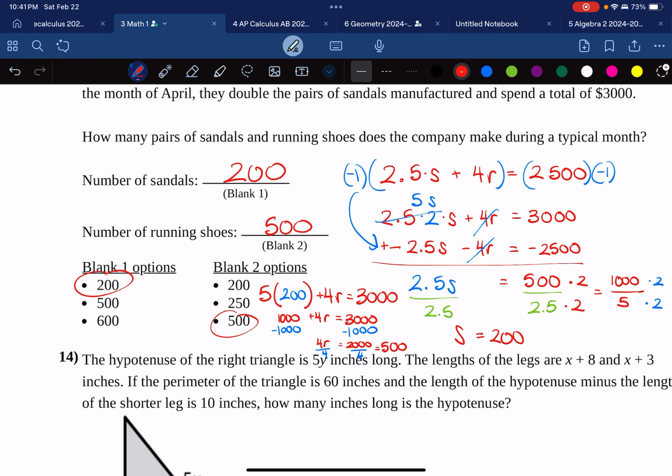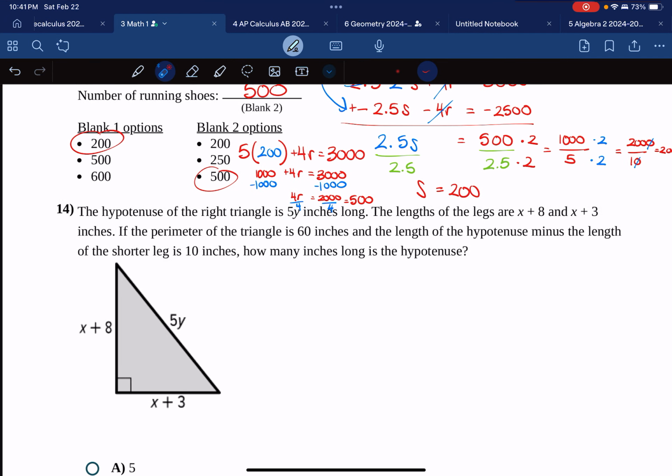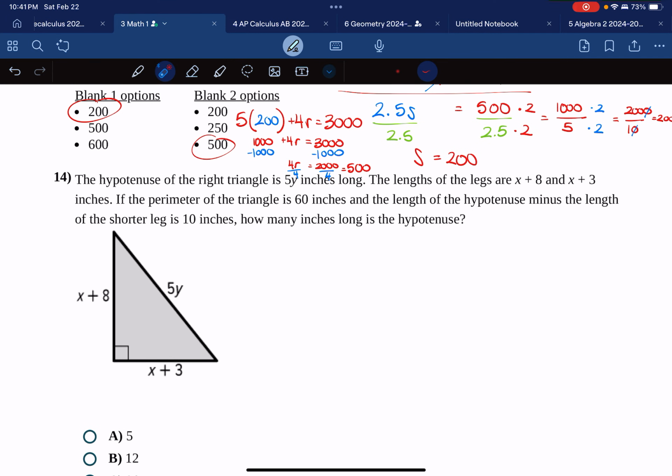Whew, that was a tricky problem. There are decimals, there was a hard setup of the second equation, but there it is. You maybe learned something. Number 14. Ooh, we've got some mixture of geometry in here because we're in an integrated math class. So hypotenuse is the word meaning the side opposite of the 90-degree angle. So this side right here is known as the hypotenuse.